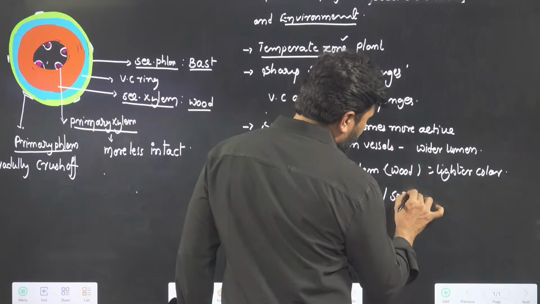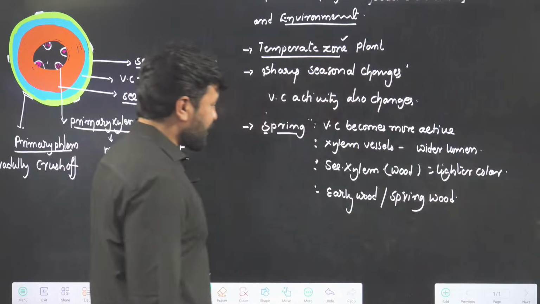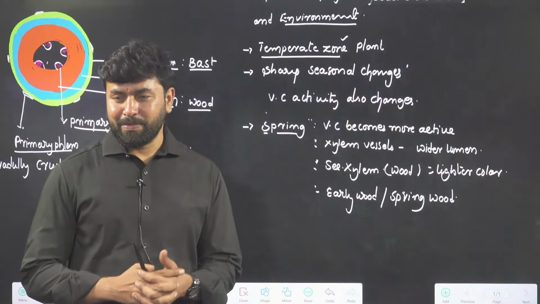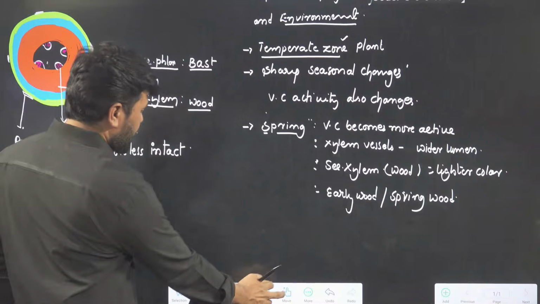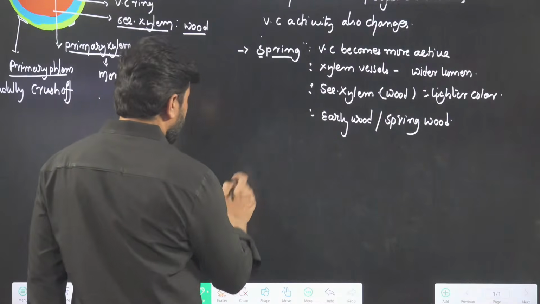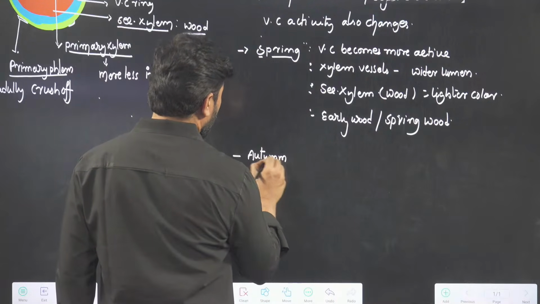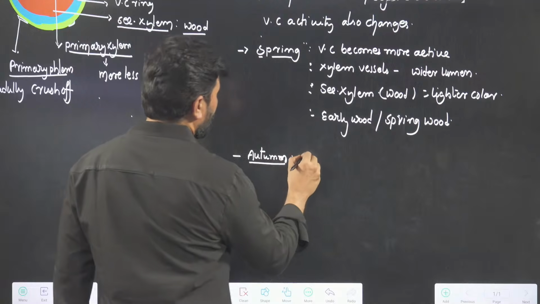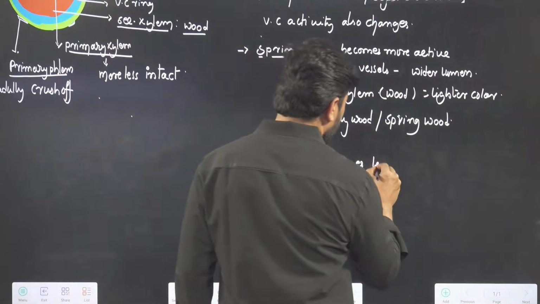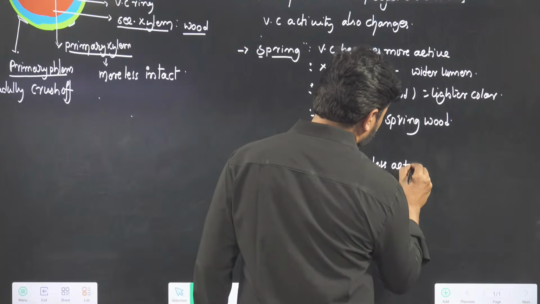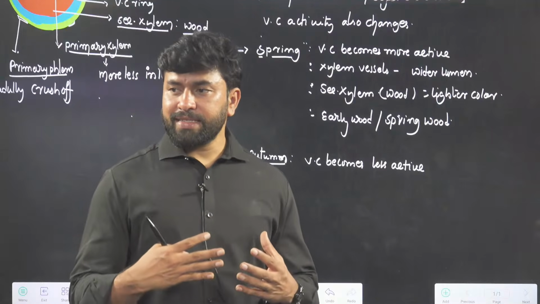Come on. Spring wood will be in light color or dark color? It is in light color because the lumens that have been formed are wider. Next, during autumn. In autumn season, vascular cambium becomes less active because temperature started to fall.